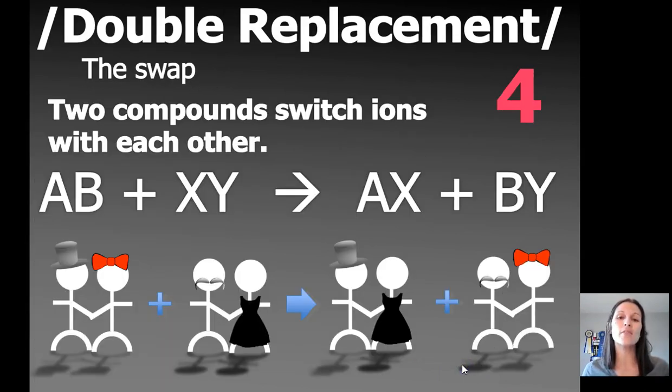The 4th type of chemical reaction we're going to look at is the double replacement, or double displacement, sometimes candidly called the swap. So 2 compounds switch ions. So one way to remember it is that the cations just switch partners. So if we have the hat and the bow come to the dance together, the mustache and little black dress come together, at some point throughout the night, they swap partners and end up dancing with each other, and top hat ends up with black dress, mustache ends up with red bow. Sometimes simplified as AB plus XY yields AX plus BY.